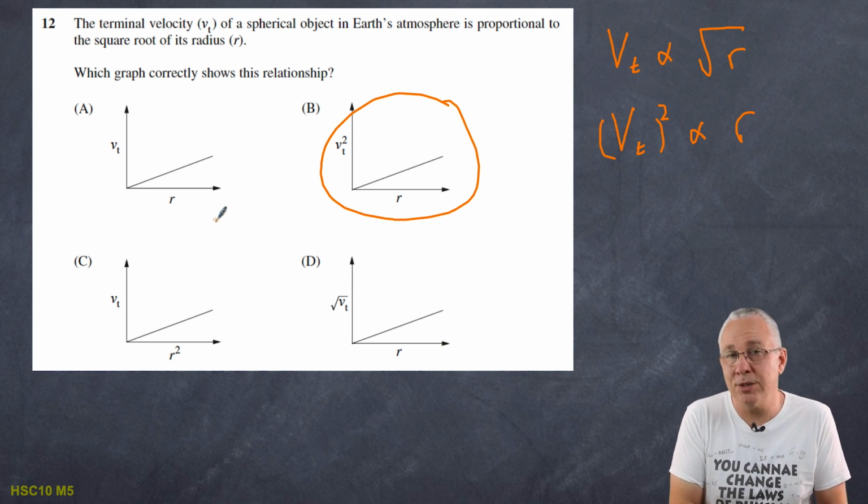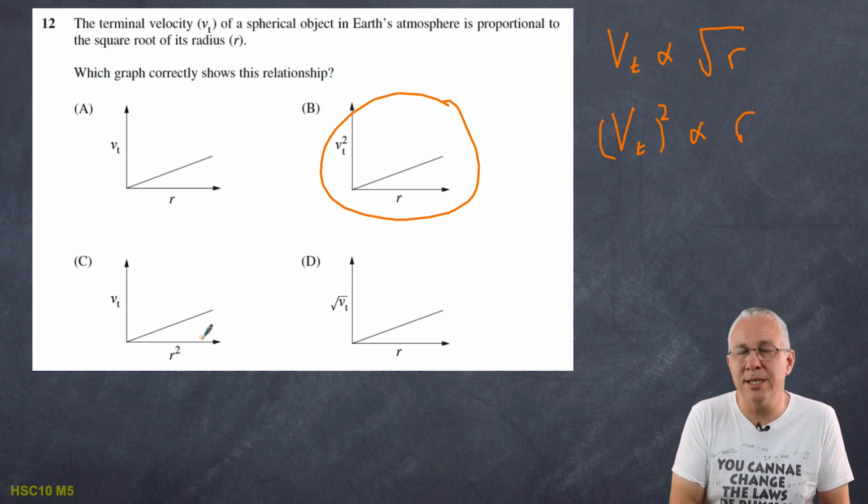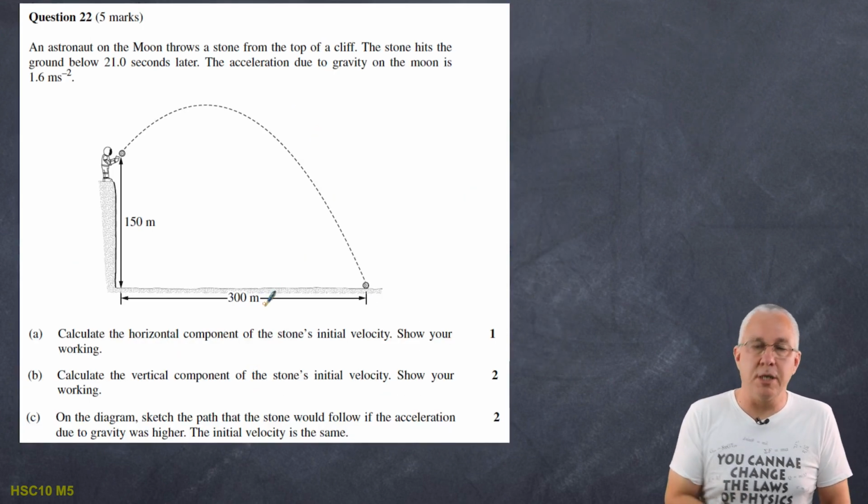A is not correct because that shows a direct relationship between V and R. C shows the relationship, but in this case, it's V is proportional to R squared, not the square root of R. And of course, in D, we've got the square root of V, which is not correct either. Now going to a longer response question.